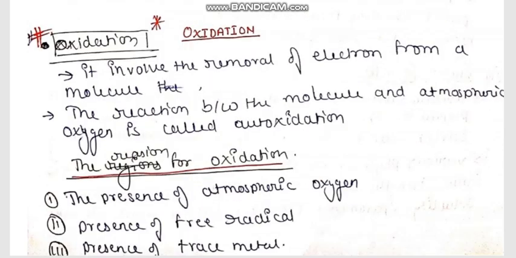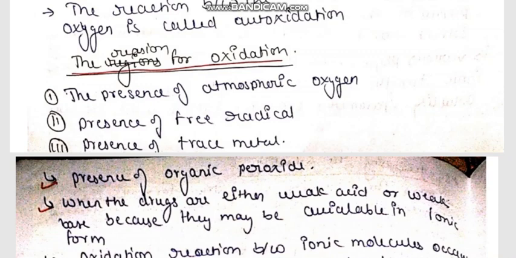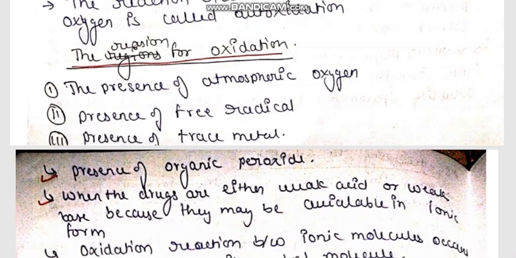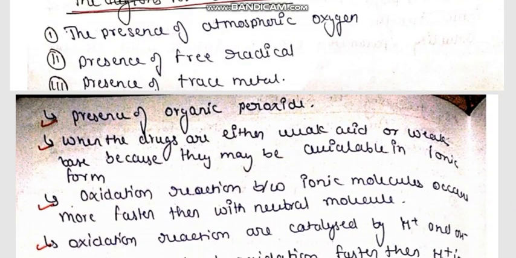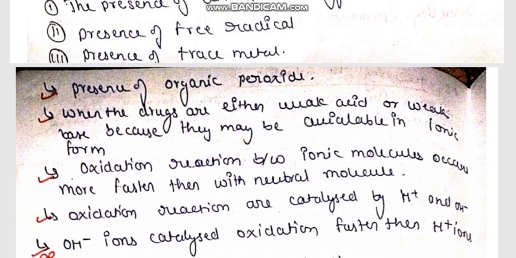Second is drug degradation due to oxidation. It involves the removal of electrons from a molecule. The reaction between the molecule and atmospheric oxygen is called autooxidation. The reasons for oxidation are the presence of atmospheric oxygen, presence of free radicals, presence of free or traces of metal, and presence of organic peroxide.